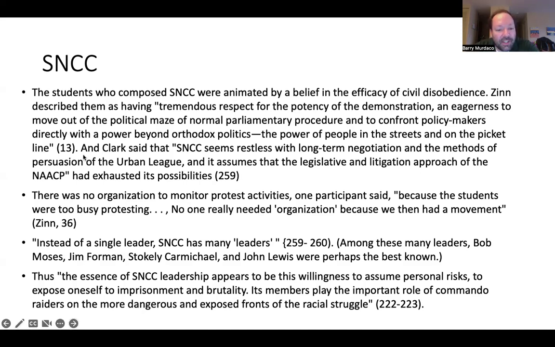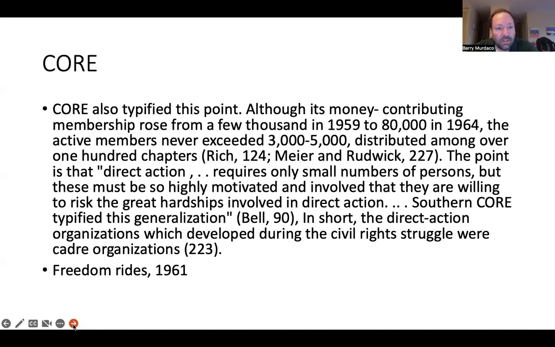Thus, the essence of SNCC leadership appears to be this willingness to assume personal risks, to expose oneself to imprisonment and brutality. Its members play the important role of commando raiders on the more dangerous and exposed fronts of the racial struggle. They say this about CORE also. CORE also typified this point. Although its money contributing membership rose from a few thousand in 1959 to 80,000 in 1964, the active members never exceeded 3,000 to 5,000 people.